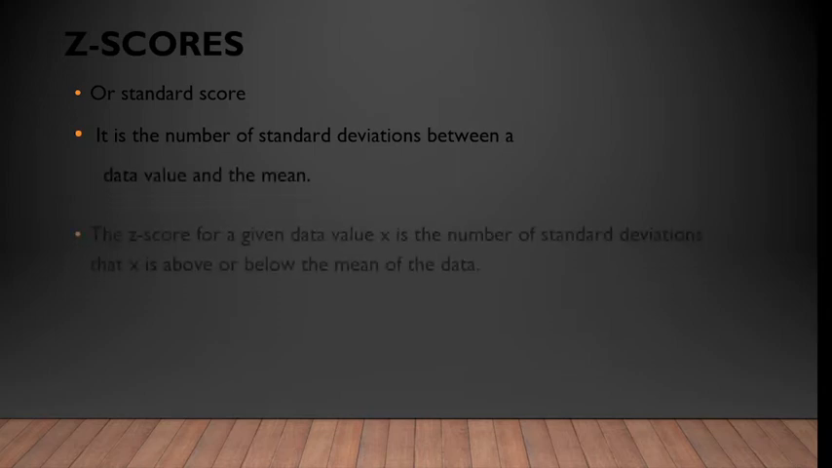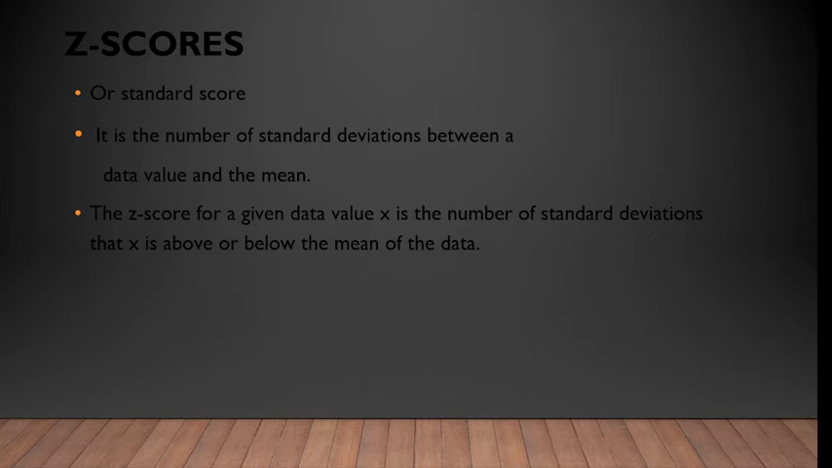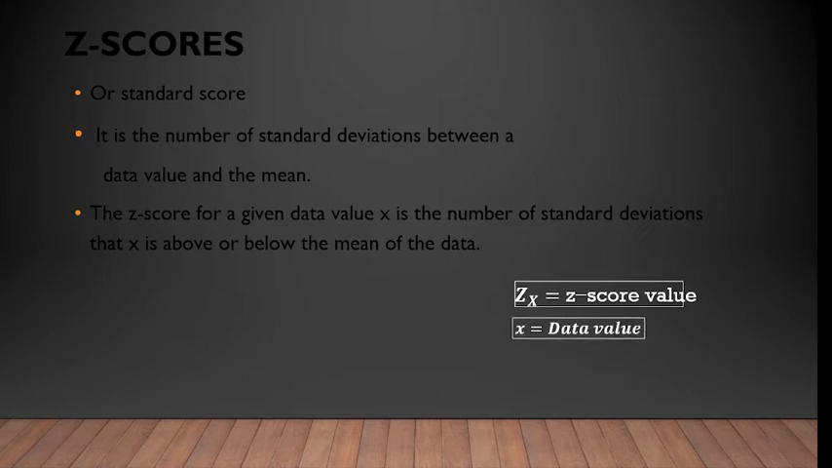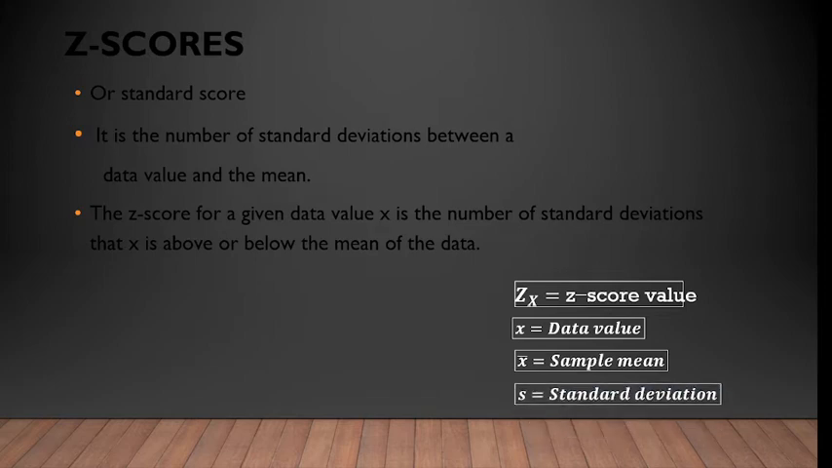A z-score, or standard score, is the number of standard deviations between a data value and the mean. The z-score for a given value x is the number of standard deviations that x is above or below the mean. The symbols: z sub x represents the z-score value, x represents the data value, x bar represents the sample mean, and s represents the standard deviation.